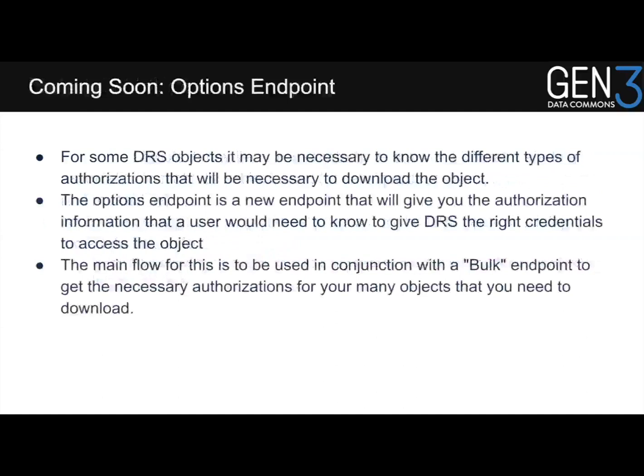We would also like to talk about some upcoming DRS standards that will be implemented in Gen3. First of these is the options endpoint. Some data requires specific permissions set by data access committees to access. The options endpoint is a new endpoint that will give users the authorization information needed to access a DRS object. The main flow is to be used in conjunction with the bulk endpoint to get the necessary authorization information for the many objects that you need to download.